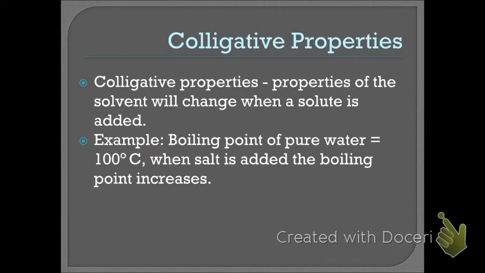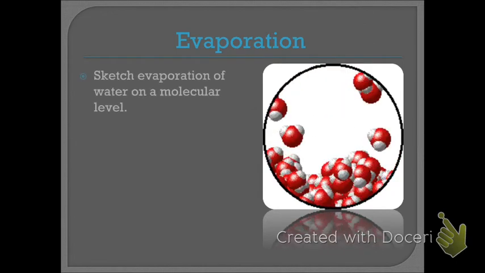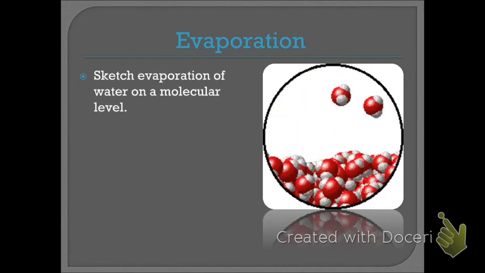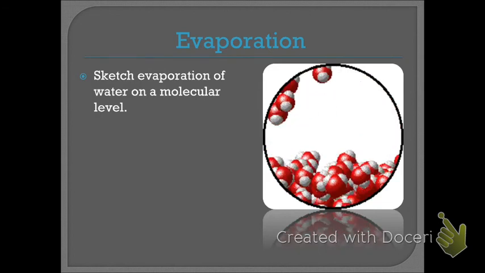So colligative actually, I think, means collection. When you have a collection of things, what happens to the properties? So evaporation, if we were to sketch the evaporation of water on a molecular level, it kind of looks like this, right? You have your surface, and those surface molecules leave because there's less IMF holding them at the surface. The higher the temperature, the more of those molecules that leave. Okay.